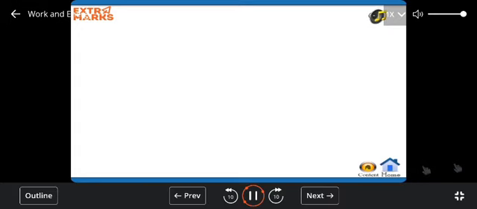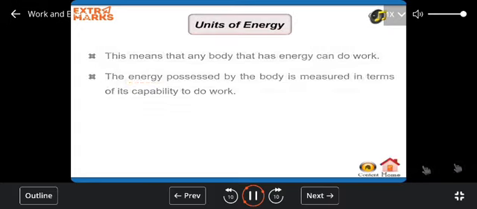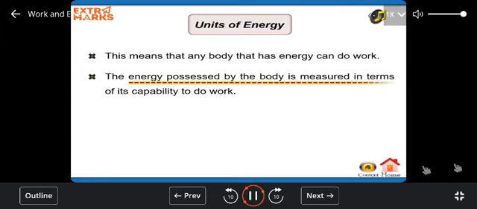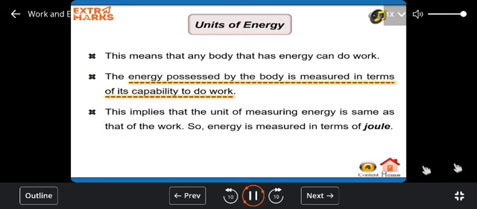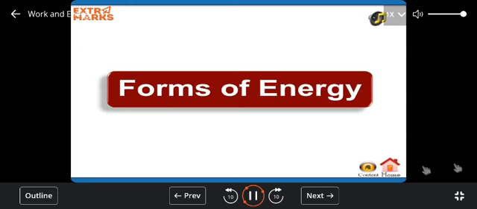Units of energy. The energy possessed by the body is its capability to do work. This implies that the unit of measuring energy is the same as that of work. So energy is measured in terms of joule. Using a video, let us try to know about the different forms of energy.